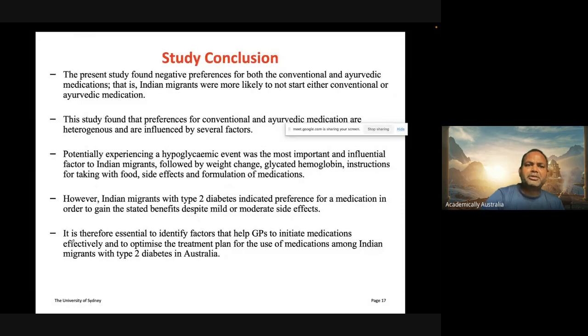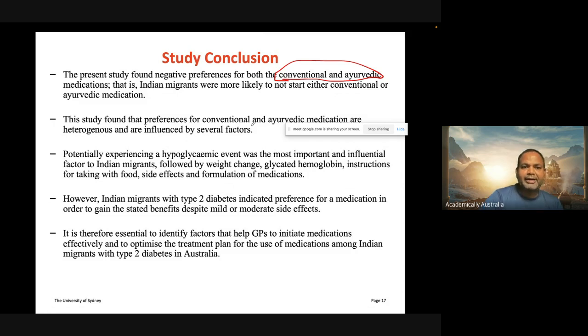So the study found a negative preference for both conventional and Ayurvedic medication. It means that the patient does not want to use any medication, whether it is conventional or Ayurvedic. They want to control the blood sugar without medication if they can, but unfortunately it is not possible. Indian migrants were most likely not to start either conventional or Ayurvedic medication, meaning they do not want to start either medication.